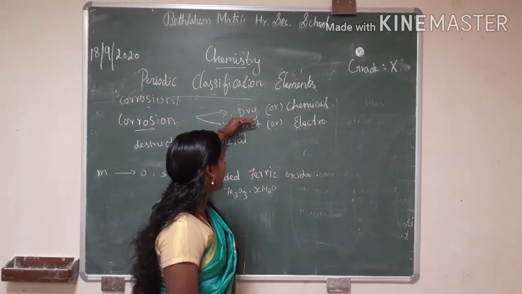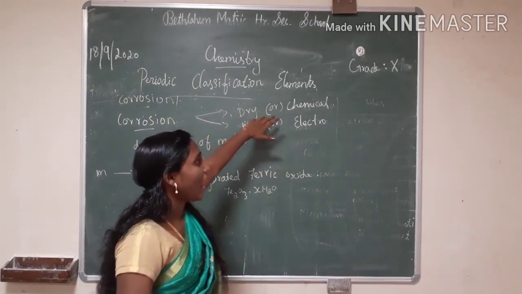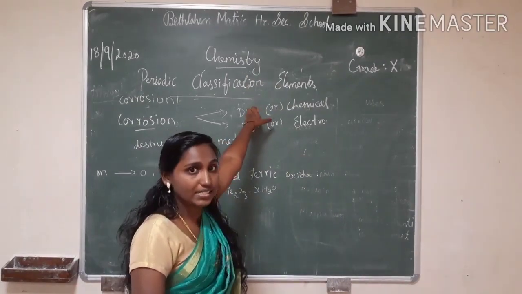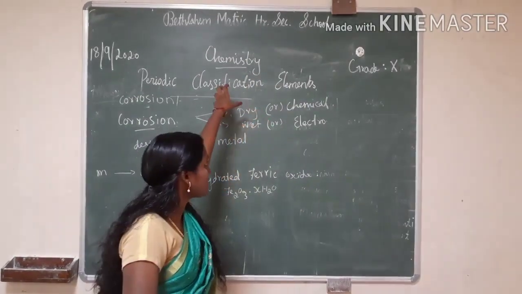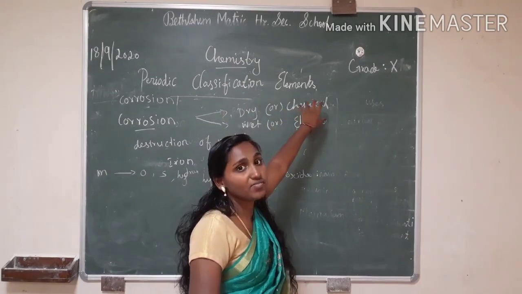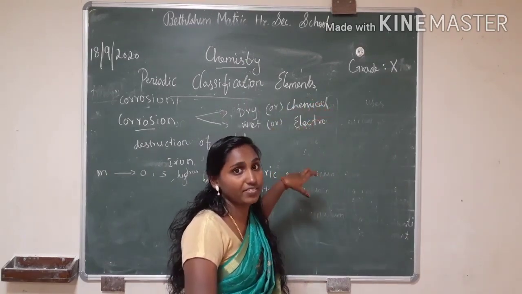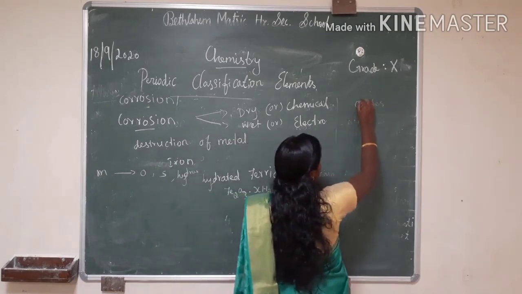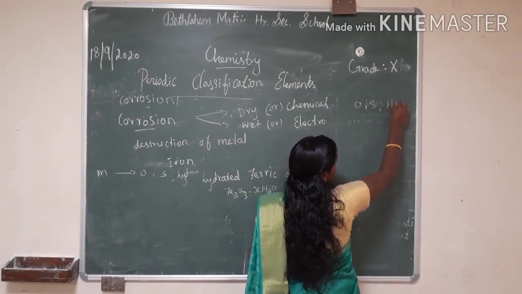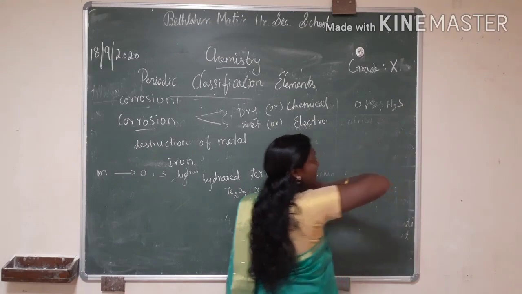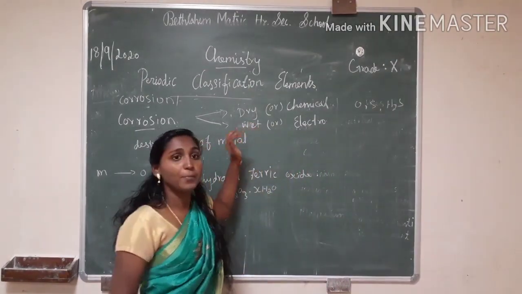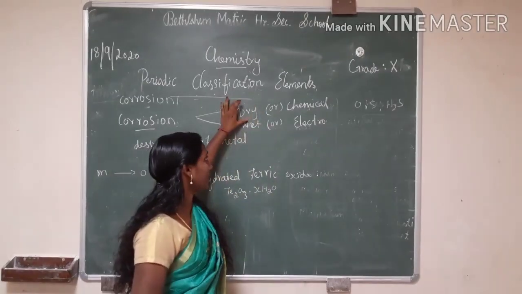In dry corrosion, the absence of moisture is called dry corrosion. In dry corrosion, chemicals attack the metal surface. Mostly corrosive substances like oxides, sulfides or hydrogen sulfide, these gases or liquids can attack the metal surface. This is dry corrosion.